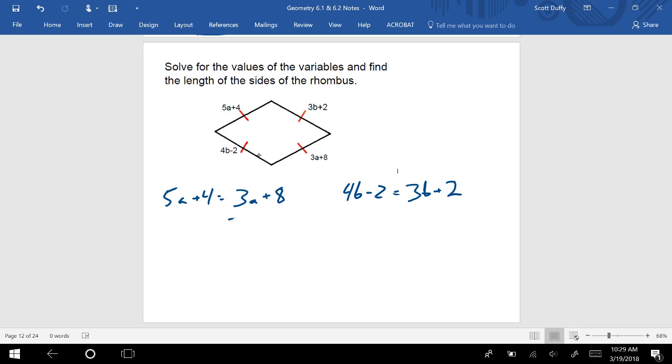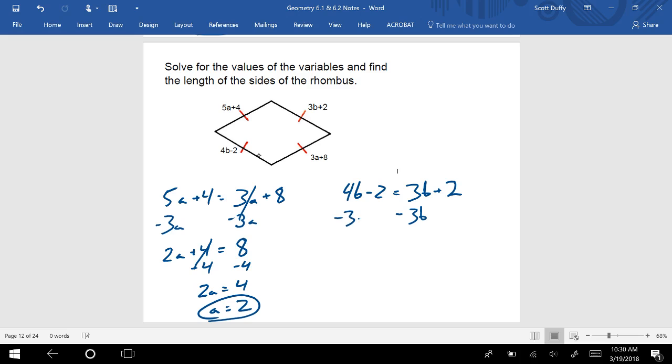The 3A's cancel out. I'm left with 2A plus 4 equals 8. Subtract 4 from both sides. I get 2A equals 4. Divide by 2, A equals 2. Over here, let me subtract 3B's from both sides. I'm left with 2 on the right side. Then I have 1B minus 2. Add 2 to both sides. B equals 4.